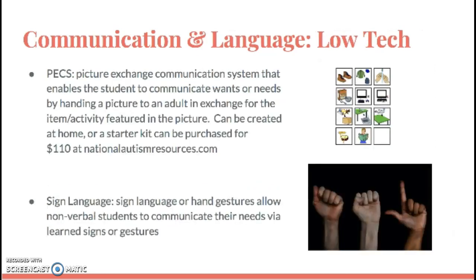Next, we have communication and language low-tech tools. So there's PECS, which I think everybody has heard of, if not worked with. And that's the Picture Exchange Communication System that enables students to communicate what they want or what they need by handing a picture to an adult in exchange for the item or activity featured in the picture. So you can make those at home, or you can get a starter kit at nationalautismresources.com for $110.